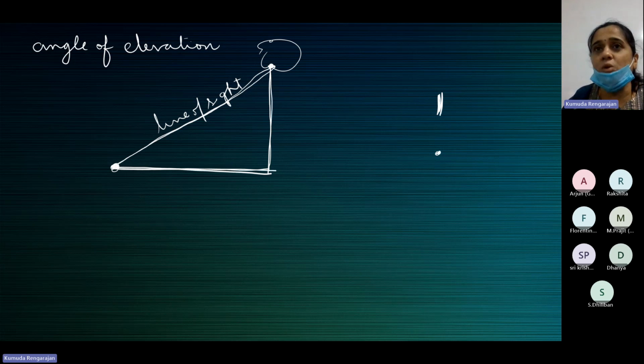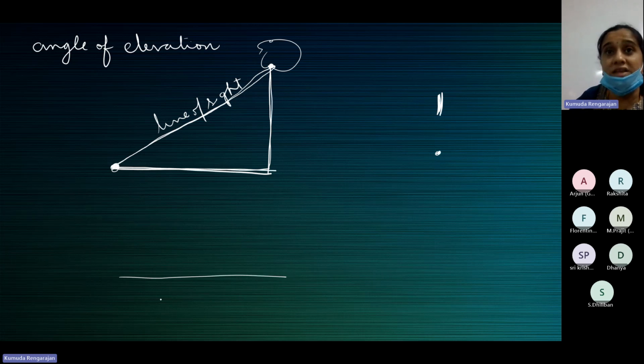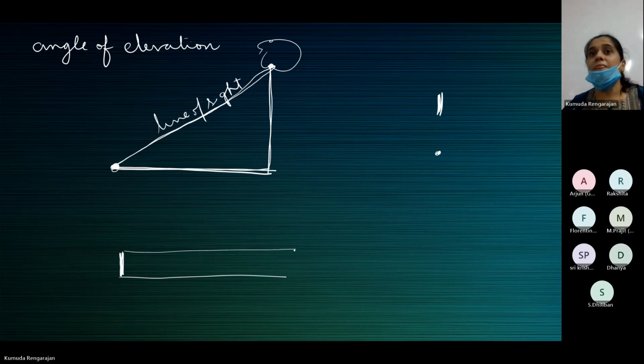Now, in this case, it's a ground level because we do not know the height of the observer. Supposing you know, or you have to find the height of the observer, then you'll have to represent the observer with a line segment like this. Then the horizontal is this one. Then this is the ground level.